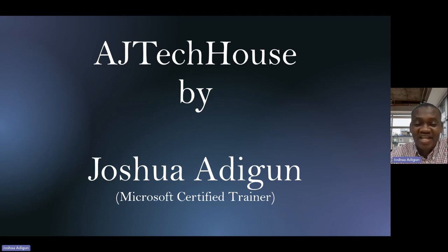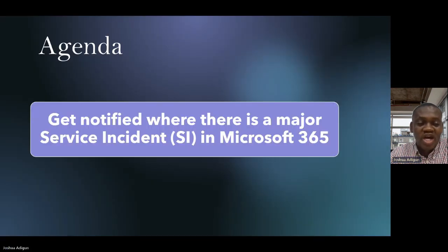On today's agenda, I will show you how to get notified when there's a major incident or service incident in Microsoft 365. So sometimes some services might be down, and then it's across major continents and major tenants. Microsoft tend to publish those service incidents and then update you on the progress of getting it resolved. And then you can also get notified. You can put in your email to get notified whenever there is a major service incident.